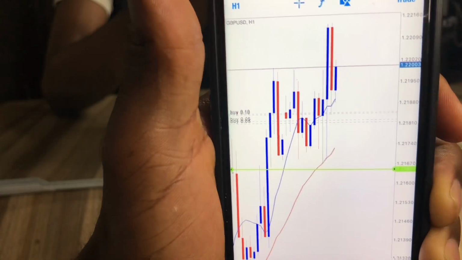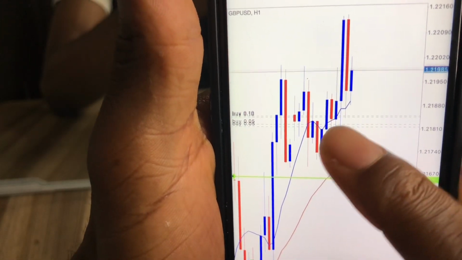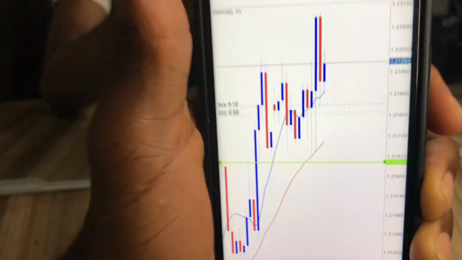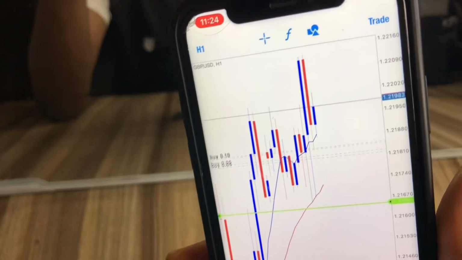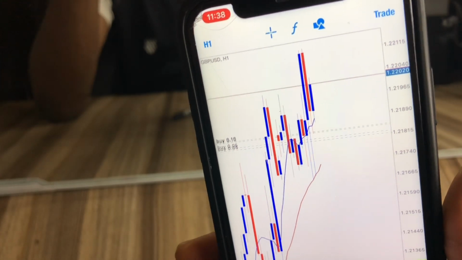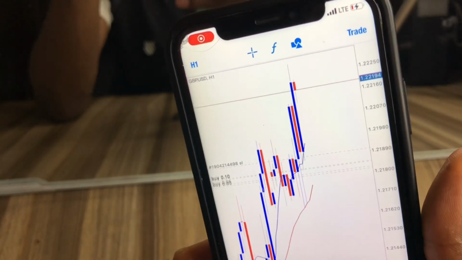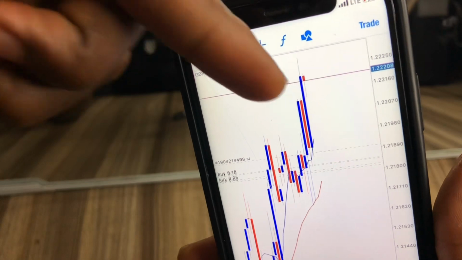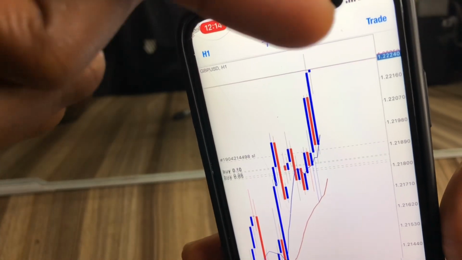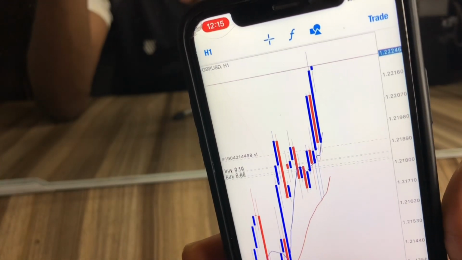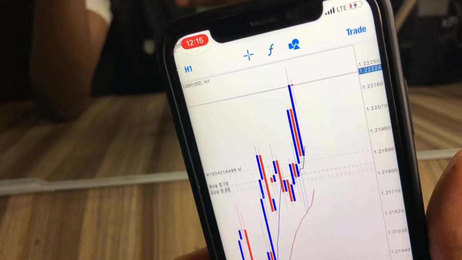Definitely this was really playing with my feelings until the 9 moving average came as a lifesaver. It just came in clutch. I was just watching the market. Then the 9 moving average closed above, and this one was closing above. It was just closing above.